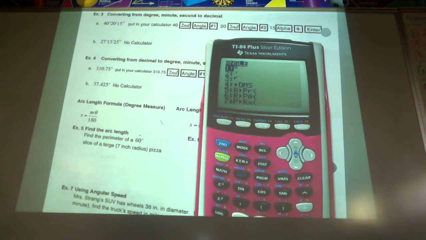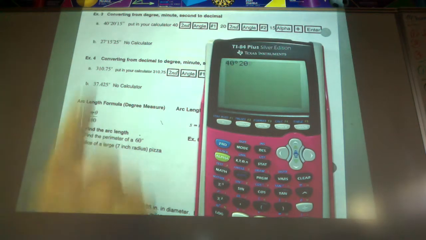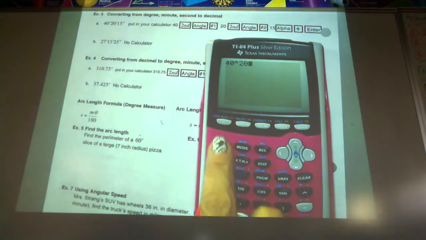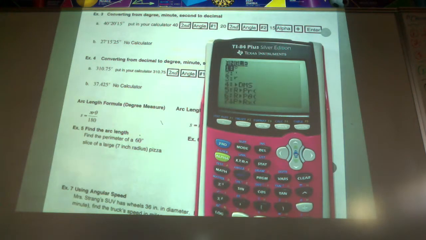Yes. Pardon? What button? Oh, it's above the apps. So you have to do second apps to get to the angle menu. And that's listed on your paper there. You're going to select number 1, which you can just hit enter, and that puts degrees on your 40 degrees. Then press 20, and then you want minutes, so go back to your angle menu, so second apps, and this time select 2, or scroll down to 2.